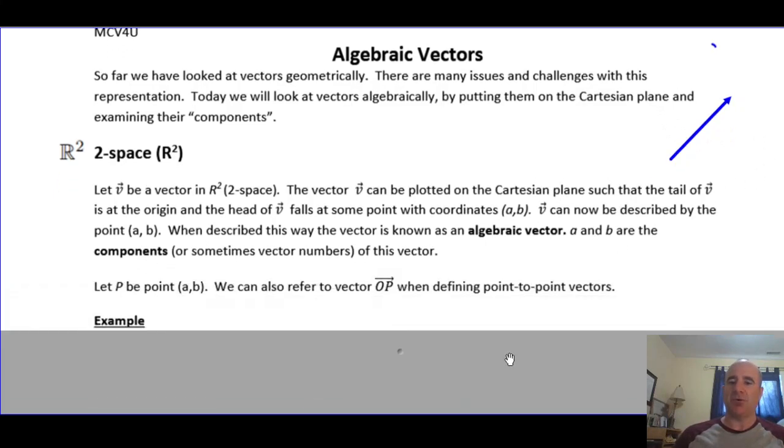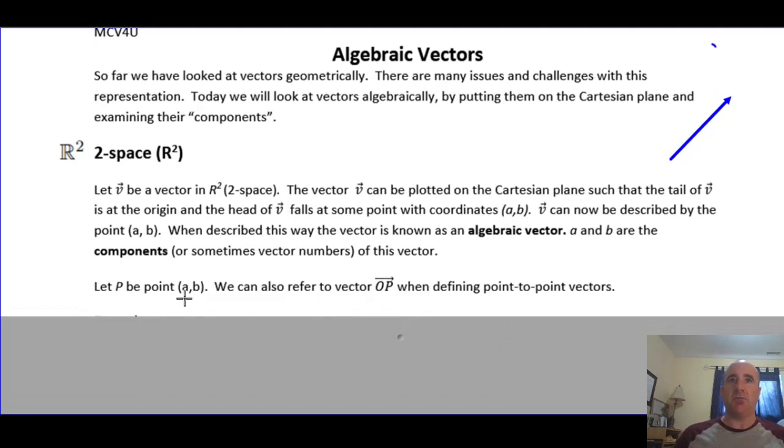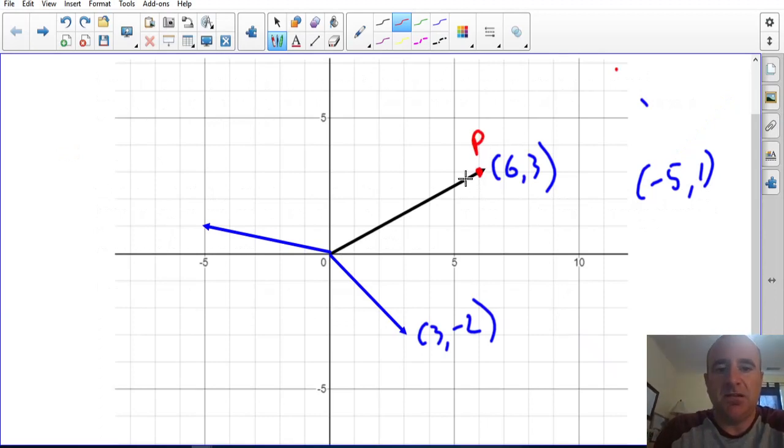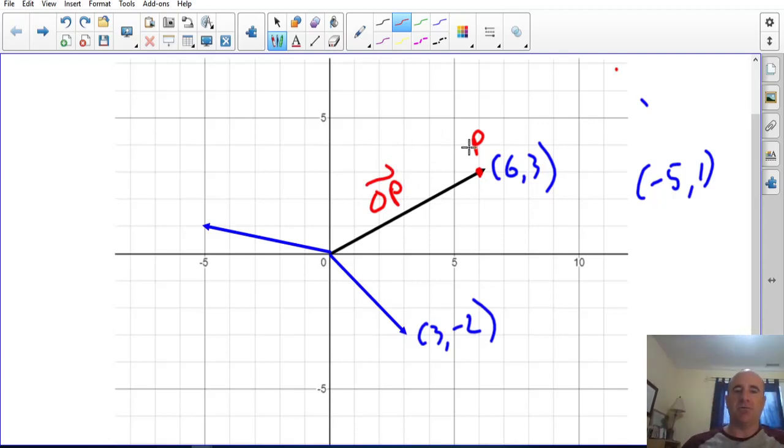Now the next part isn't super important, but I will bring it up here. Sometimes we might refer to point (a, b) as P, and then we can still talk about a point-to-point vector. We could say the vector OP is the vector formed on the Cartesian plane from the origin to point P. I'll just show you what I mean. If this first vector right here at (6, 3), we call this point P, and this is the origin, then this vector could also be referred to as vector OP, in case we want to talk about point-to-point vectors. Don't worry too much about that. That'll become more clear when we need to deal with vectors that way.